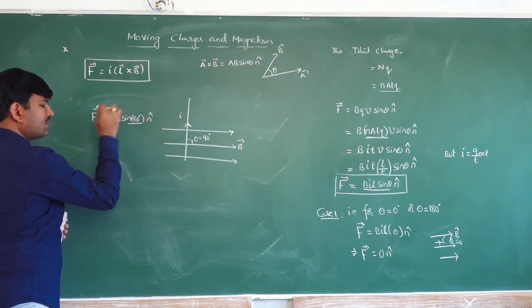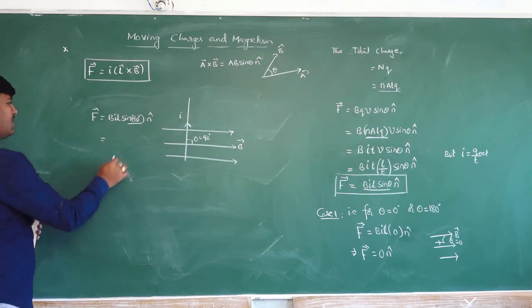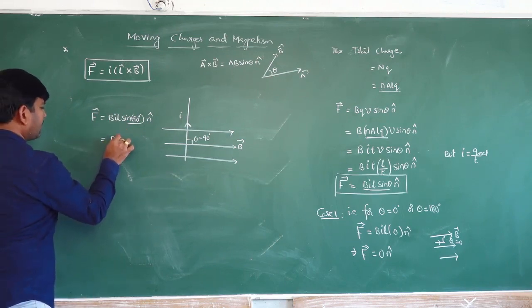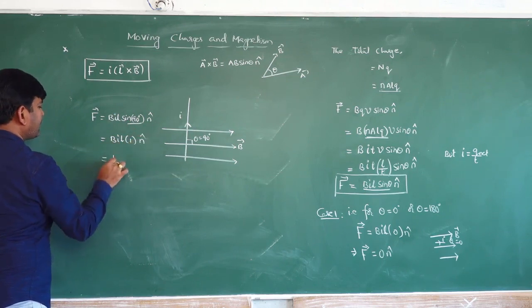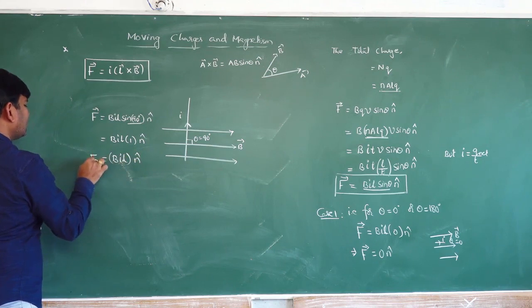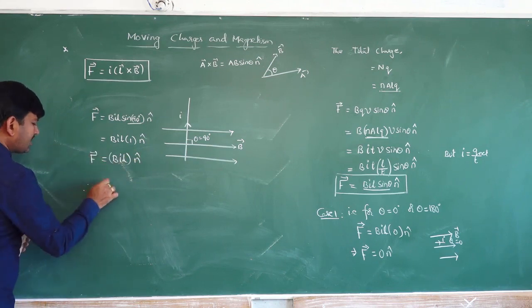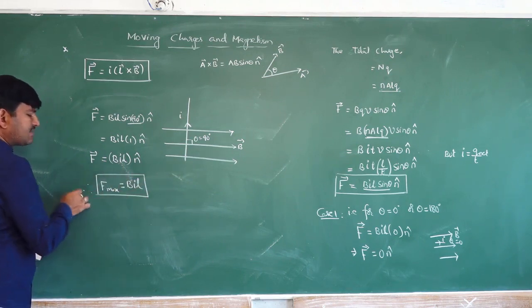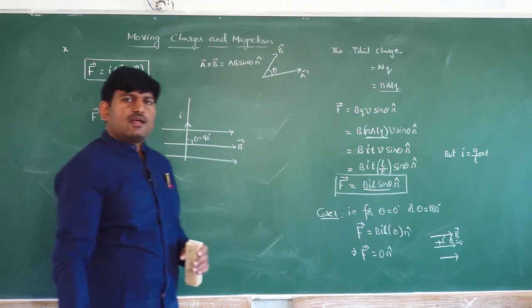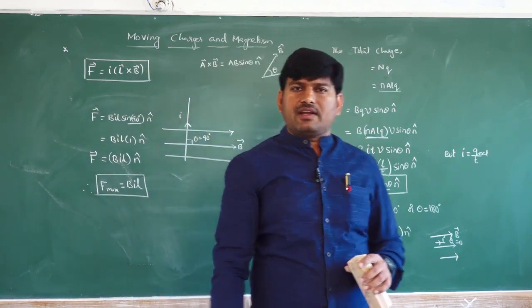Sine 90 is the maximum value of sine theta, that is equal to 1. Therefore, BIL into 1 into n cap, which is equal to BIL into n cap. This is the magnetic force. Therefore, I can say F maximum is equal to BIL. So, a current carrying conductor will experience a maximum magnetic force when it is kept perpendicular to the field direction.